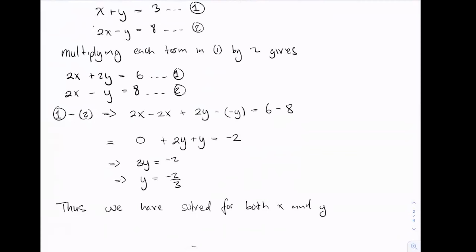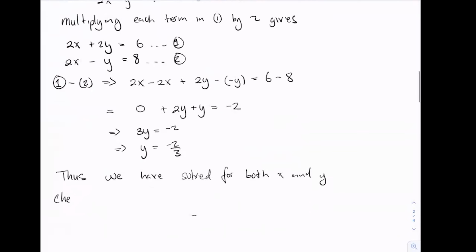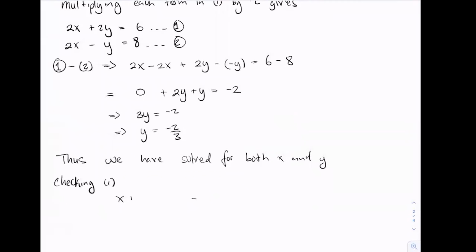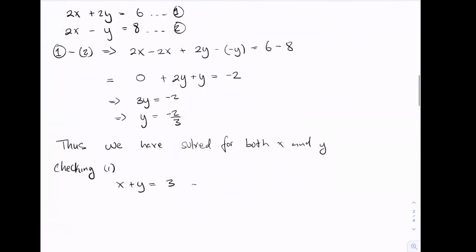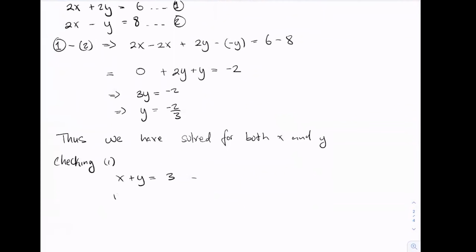So, how do we know that these answers are correct? What we can always do is to check. So here, checking equation 1. Equation 1 was x plus y equals 3. So this means if I take my x value, which was 11 over 3, and I add to that a negative 2 over 3, this is equal to 11 over 3 minus 2 over 3, which is equal to 11 minus 2, all divided by 3, which is the same as 9 divided by 3, which is equal to 3.